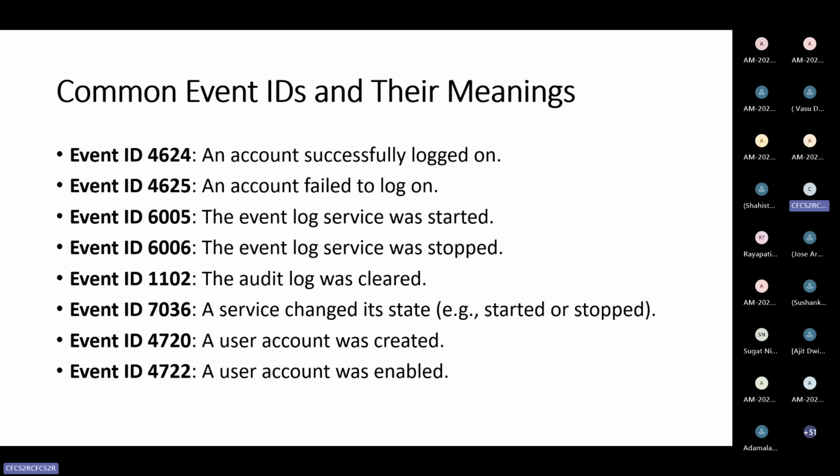As a forensic expert, you need to understand how many 4720 logs are being created in the system. 4720 is always correlated with 4722, account enabled, because unless the account is enabled, he is not able to log in to the system. So you have to check the timeline between 4720 and 4722. And there is a separate event ID when he logs in for the first time.